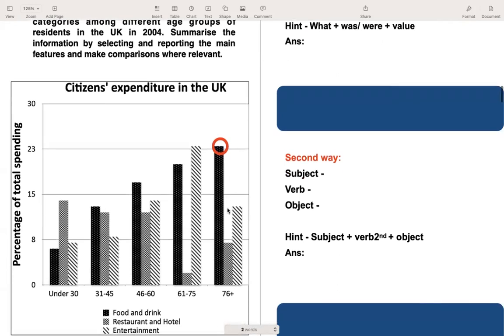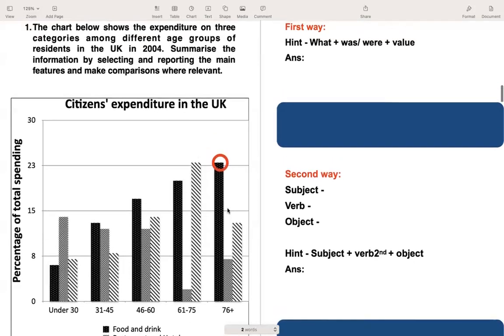So this is the graph that I got for you. I'm sorry, you cannot look at the question and the graph together. So can you read the question first? The chart below shows the expenditure on three categories among different age groups of residents in the UK in 2004.